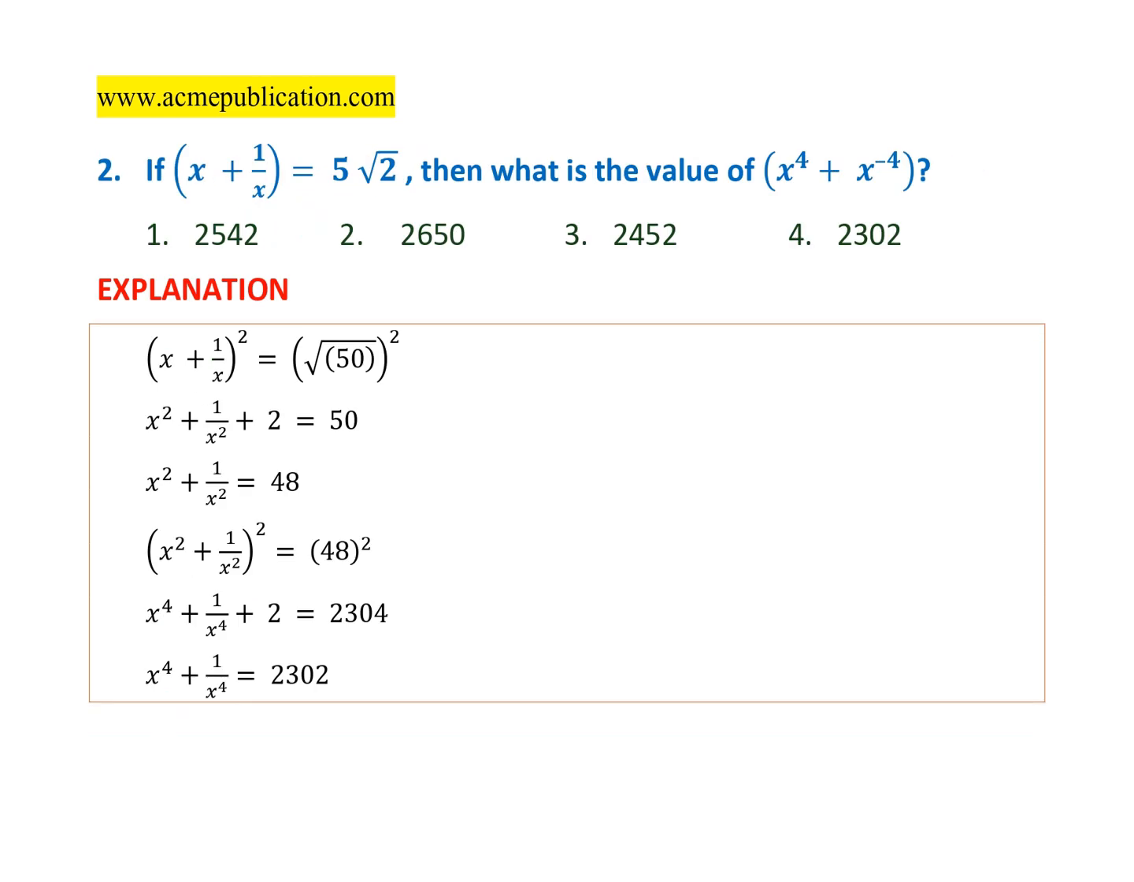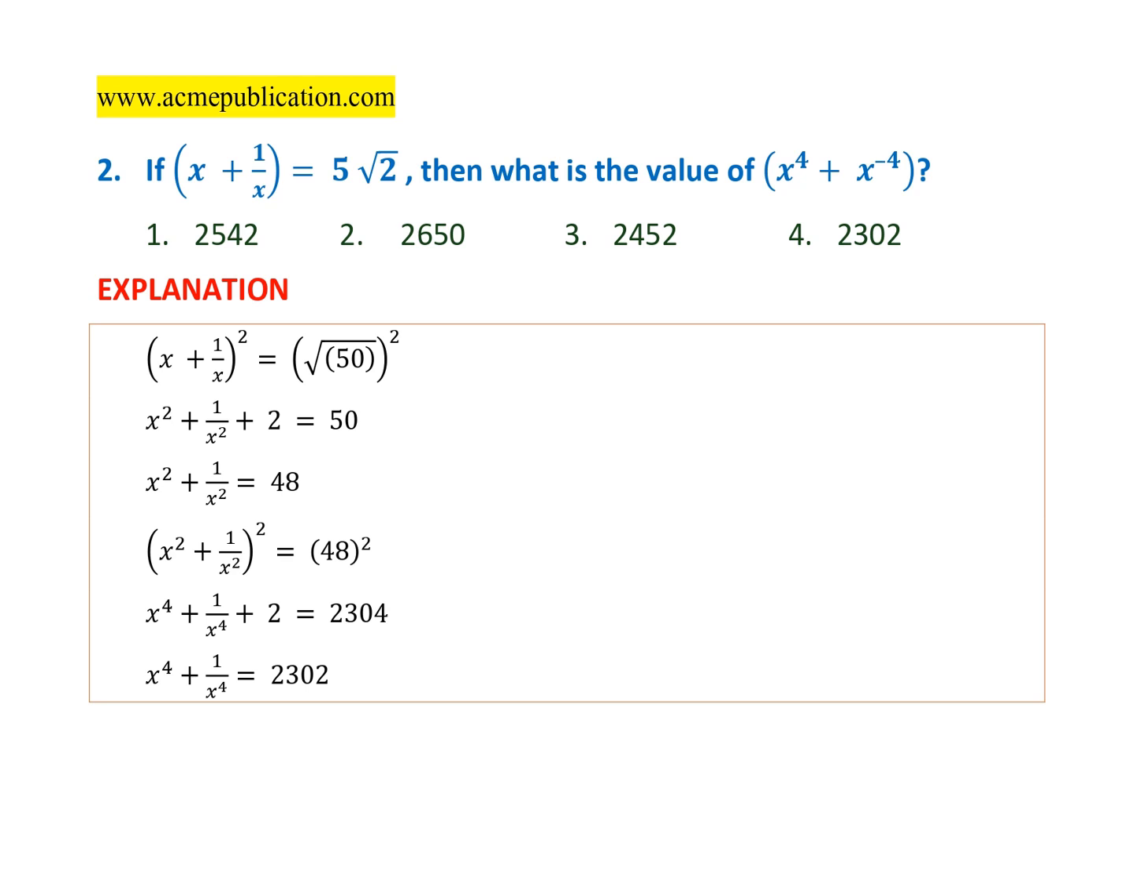Next question is, if x plus 1 by x is equal to 5 under root 2, then what is the value of x raised to the power 4 plus x raised to the power minus 4? So for solving this, first we will take the equation, and as we know we can write 5 under root 2 as under root 50 also. So our equation will be x plus 1 by x is equal to under root 50. Now we will square both the sides and solve with the help of formula (a plus b) whole square. After solving, we will get x square plus 1 by x square is equal to 48.